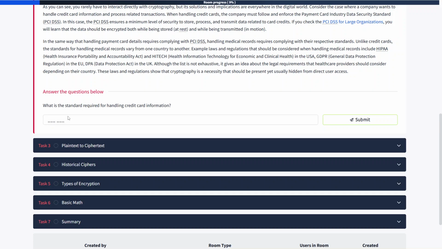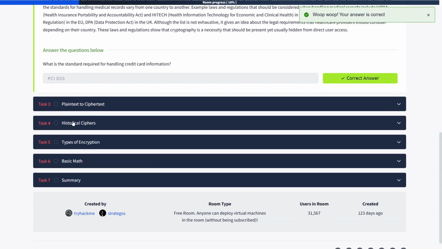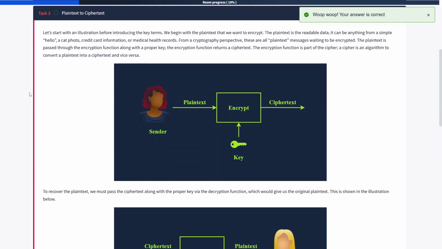What is the standard required for handling credit card information? It is PCI-DSS. Now let's move to task 3, plain text to ciphertext.